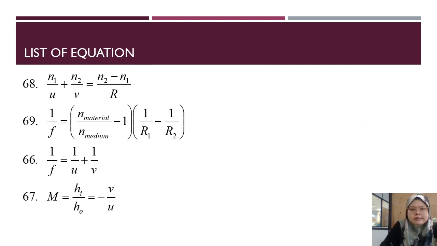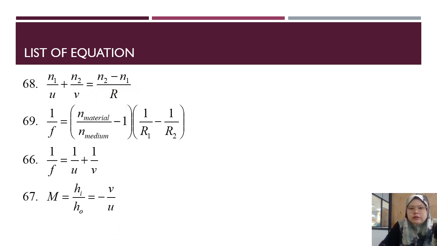Okay, we move to the next part, which is refraction. Yang tadi mirror dia undergo reflection, pantulan. Yang ini kita tengok bahagian refraction juga. So we have 4 selected equation here. The first one is N1 over U plus N2 over V equals to N2 minus N1 over R.